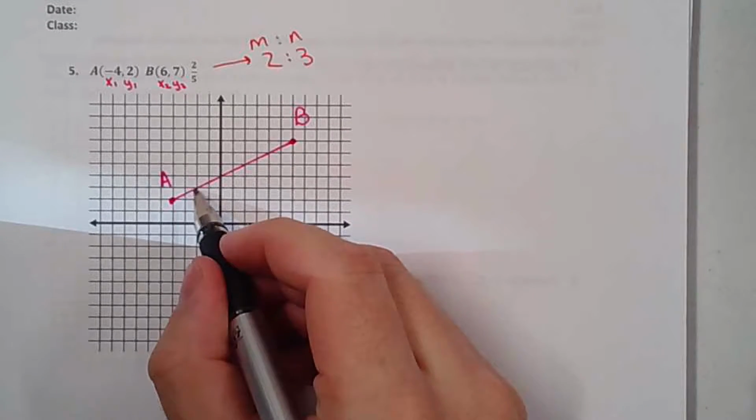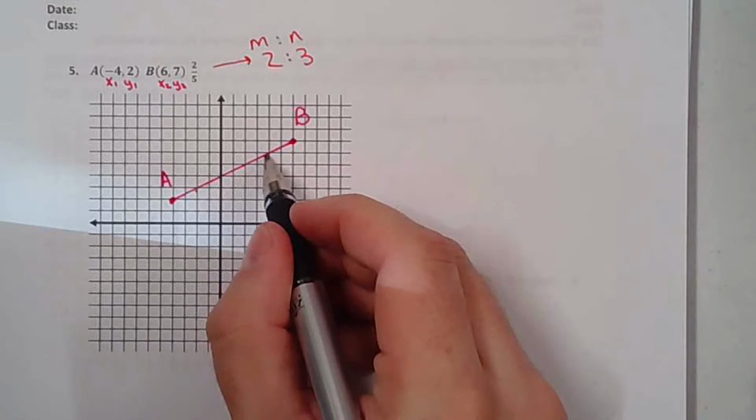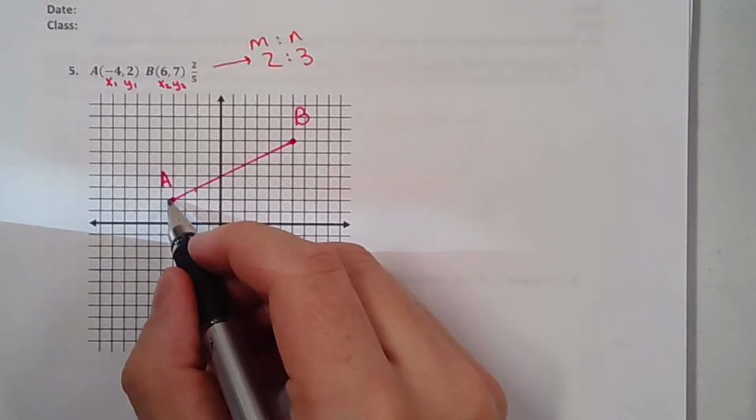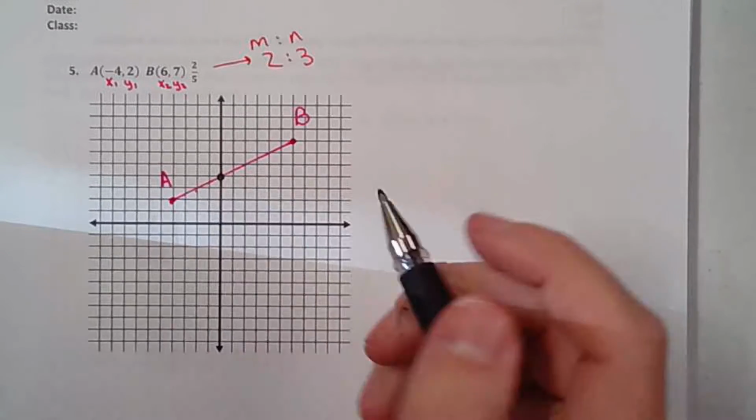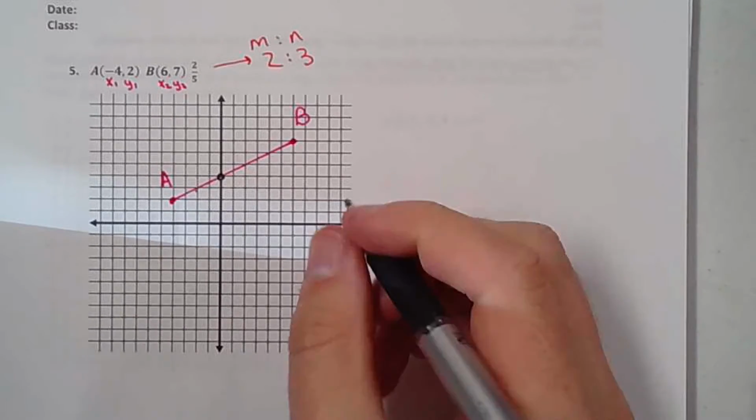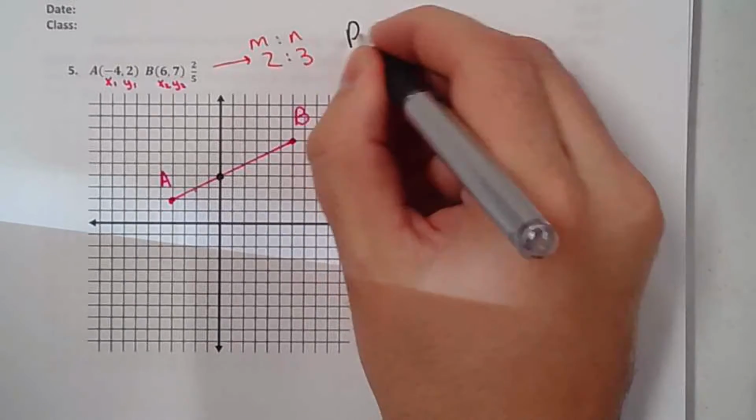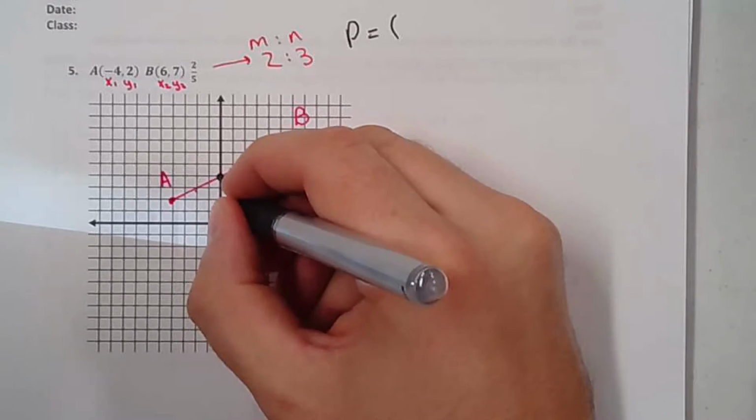So it looks like there's a fifth, there's a fifth, there's a fifth, there's a fifth, there's a fifth. So 2/5 of the way from A should be here. That's going to be my guess. So our point should be 0, 1, 2, 3, 4, right?